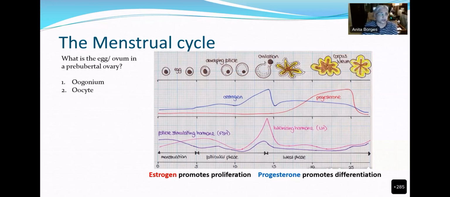Let's ask a little question over here. Since we were talking about ova and eggs, anyone of you want to take this? Ruta, what is the egg or the ovum in a prepubertal ovary? What do we call it? Do we call it an oogonium, like a spermatogonium, or do we call it an oocyte, like a spermatocyte, the equivalent in the testis? What do you think it is?